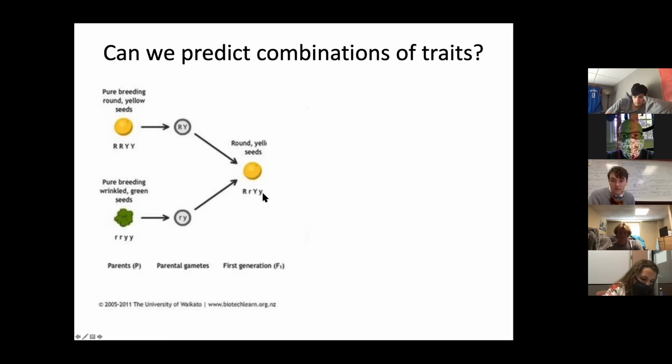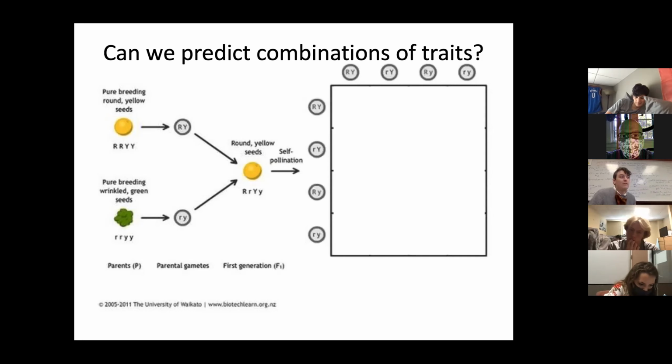That always works. But if you did the same thing with the parents, the big R, big Y, you get the same one every time, right? But keep that FOIL method in the back of your mind, because you can always use that to figure out how many gametes there are if you cross heterozygous individuals for 2 genes.